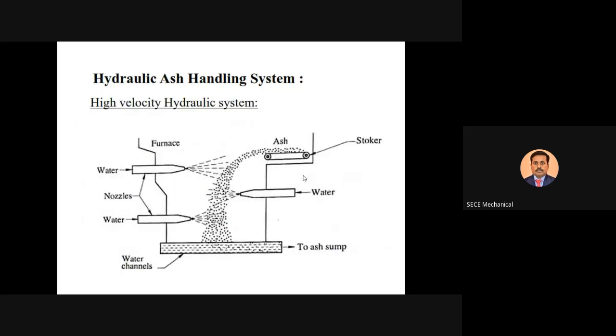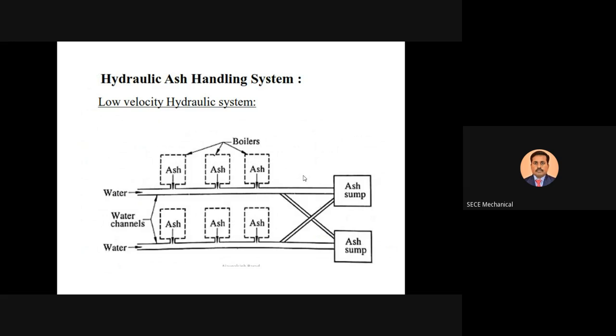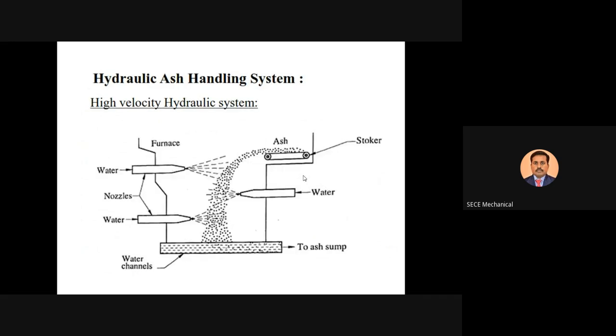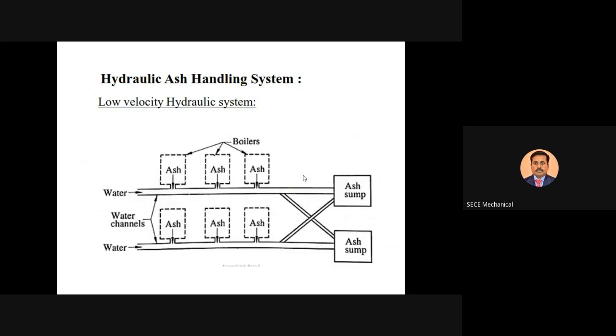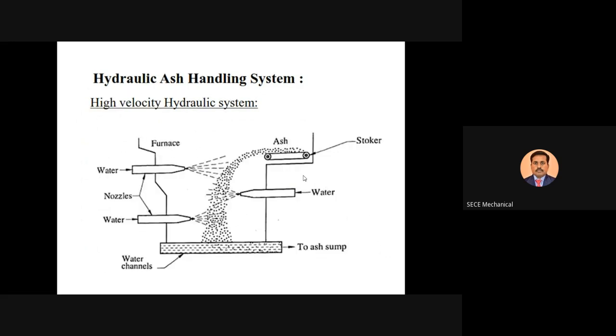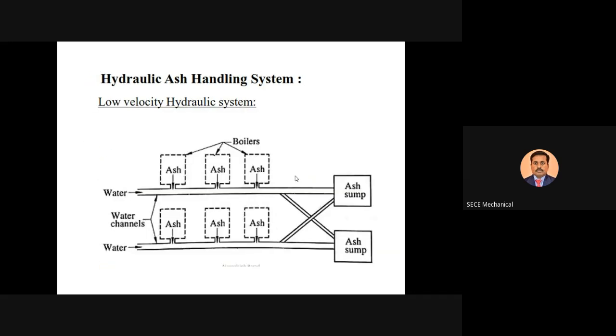But for the hydraulic system, there are two different types of hydraulic ash handling system. One is called the low velocity hydraulic system. The second one is called the high velocity hydraulic ash handling system. In the low velocity hydraulic system, the water is normally supplied without high pressure and velocity. So water flows in the ash pocket area, and ash and water are mixed together and go to the sump.